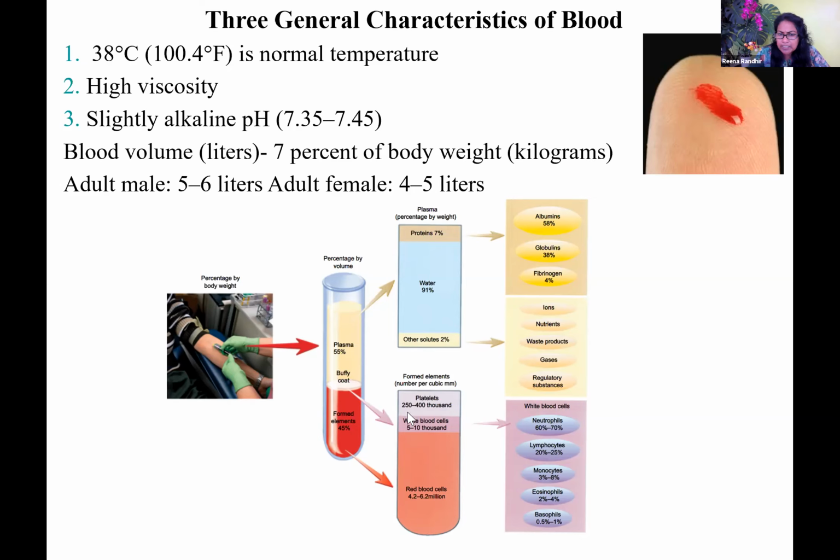Buffy coat is made up of about 5 to 10,000 white blood cells per cubic millimeter. So this is a very good picture for y'all to understand and memorize. Platelets, only 200 to 400 per cubic millimeter. Platelets play a role in blood clotting. White blood cells are the immune system. If you zoom into the white blood cells, there are more subdivisions in it, like neutrophils, eosinophils, basophils. We'll study all that in the future slides. But this is almost like an intro slide as to what we'll be studying now.